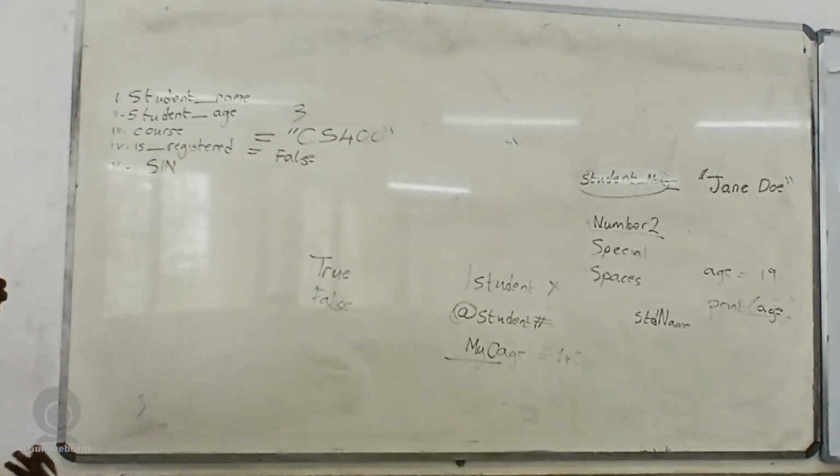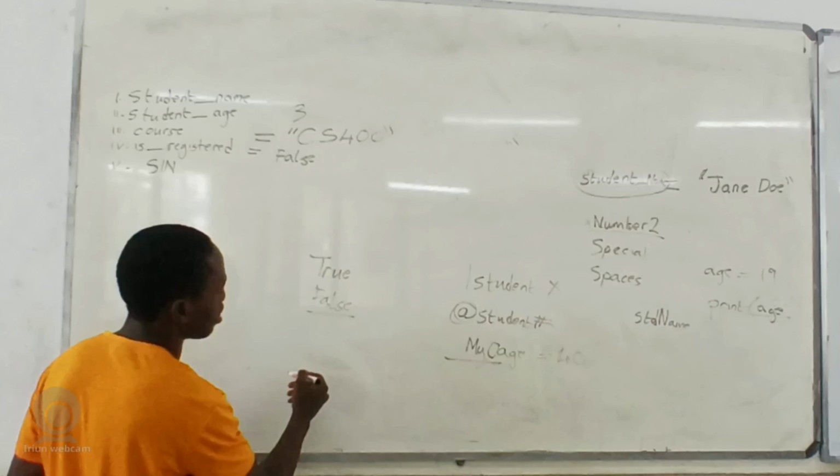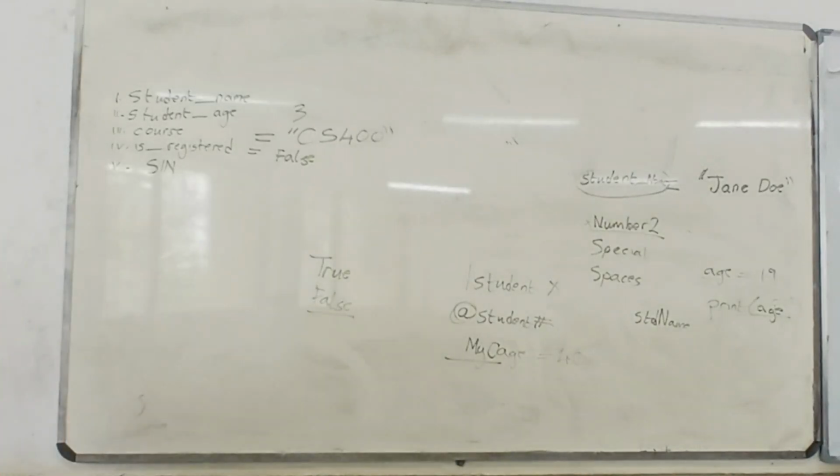So for bool values as well, they're also case sensitive. So if you write false in all caps, it's just going to say false is not defined. It's not known. We don't know it.